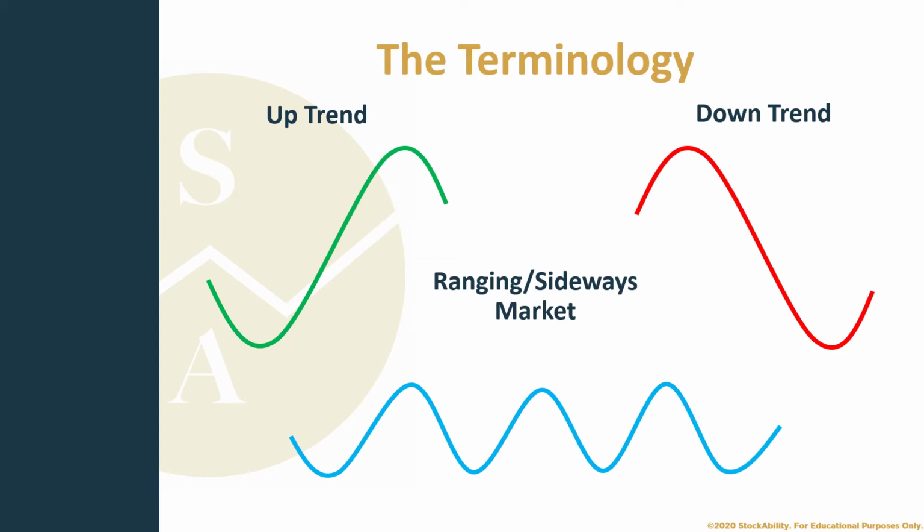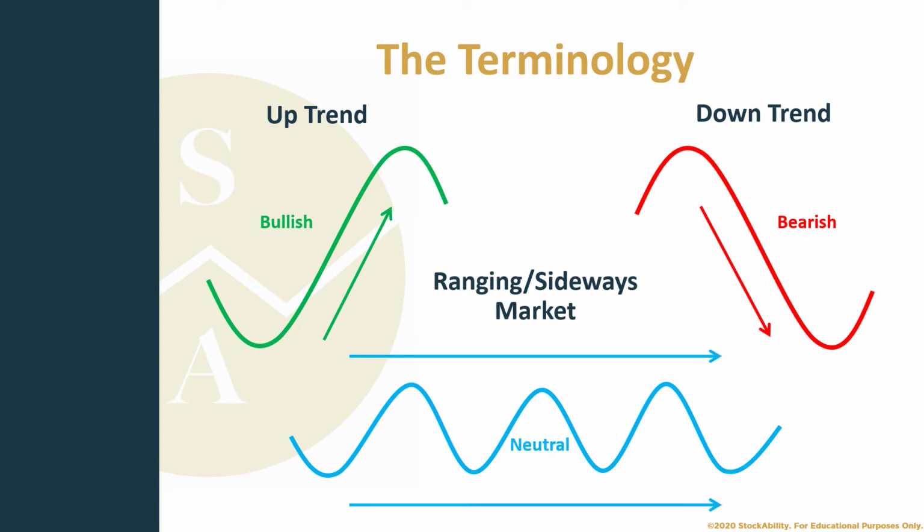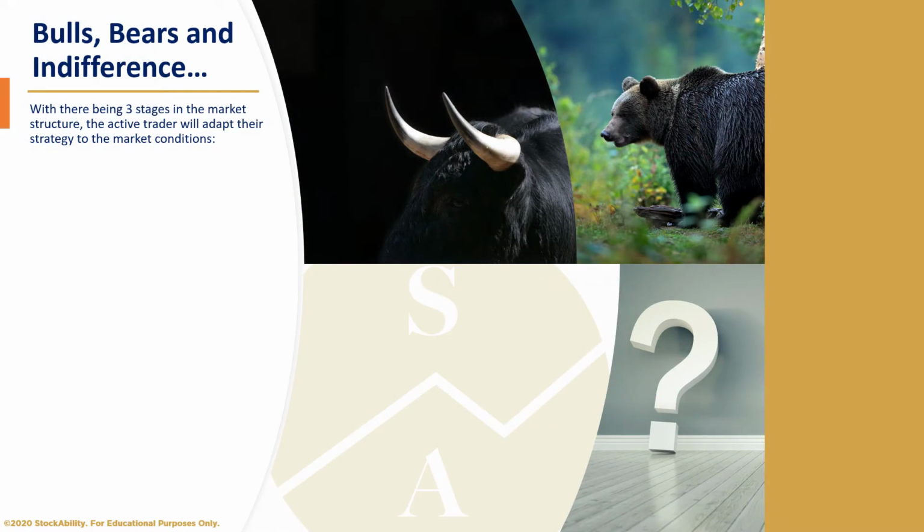Now, you may have heard somebody say, oh yeah, I'm bullish on the market. Well, if you're bullish on the market, that means you believe the market's going to go up. The bulls are having their way if the market's in an uptrend. On the flip side of that, the bears are having their way if the market's in a downtrend. And if we are negative in our anticipation of the market prices, we would say that we're bearish. If we're neutral, the market's just going sideways, we're indifferent to it. And so, being bullish or bearish on the market is key to the trading decisions that we're going to be making. There are 3 stages in the market structure, and what an active trader needs to do is to adapt the strategy to the market conditions.